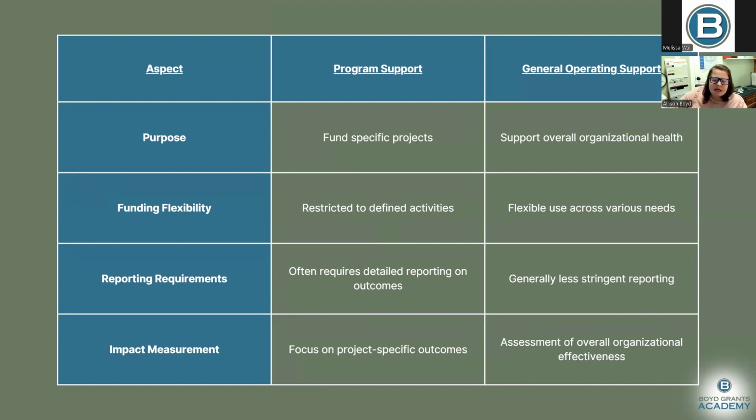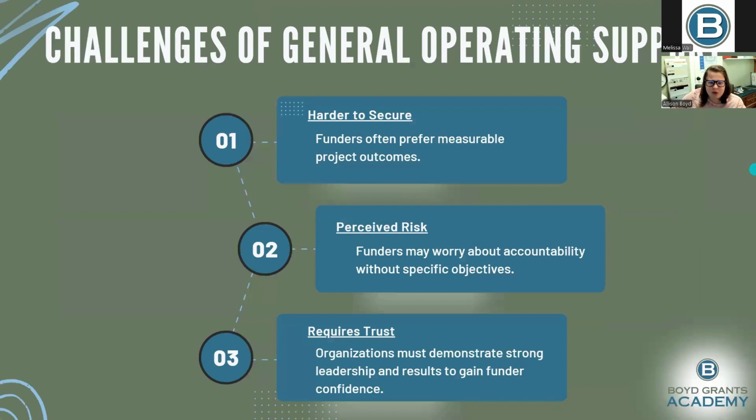Impact measures. Program support emphasizes project-specific outcomes, and then general operating measures the overall effectiveness and sustainability of your organization. You just have to decide which is right for you. General operating is harder to come by because funders want to see the value of their dollar and the impact that it makes.